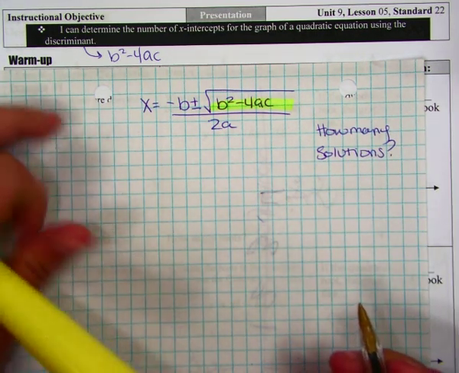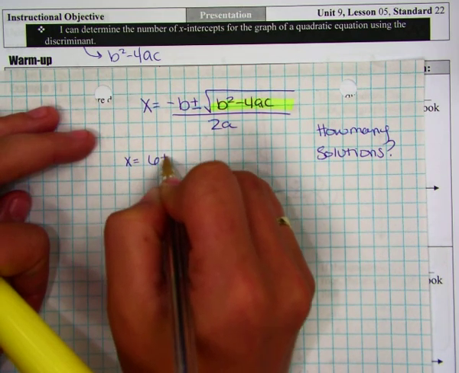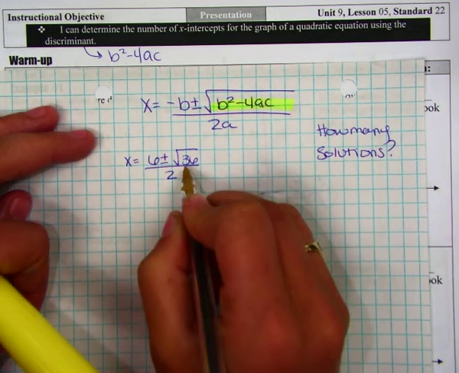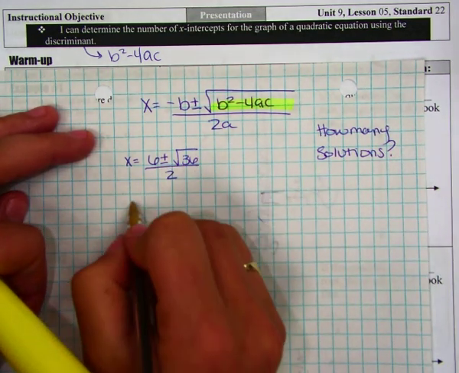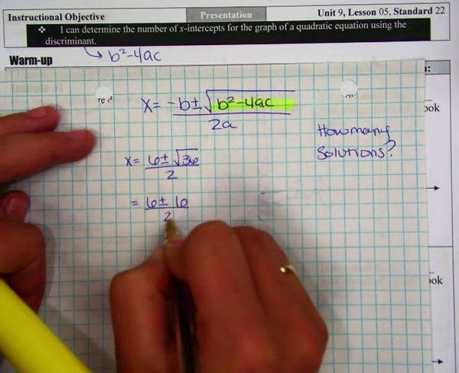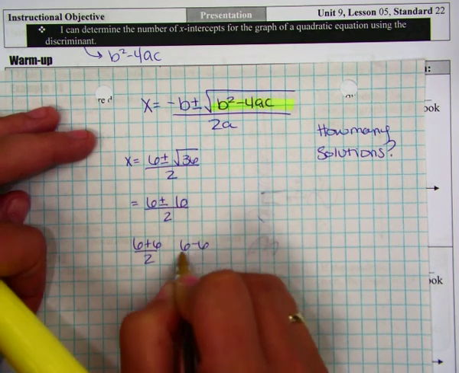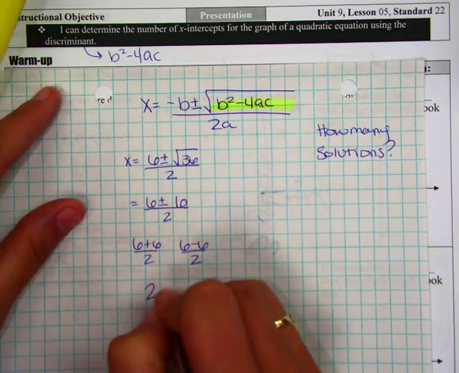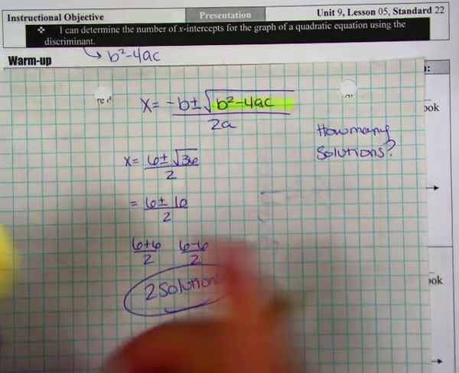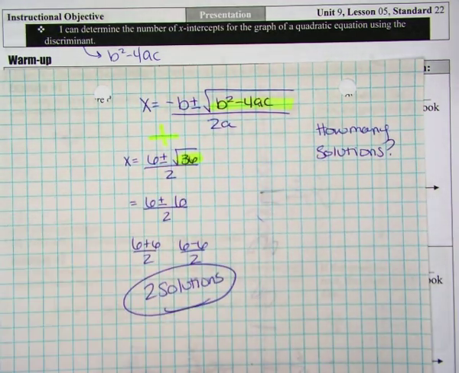So let's look at 3 quick examples before we start on the lesson. If you had x equals 6 plus or minus the square root of 36 divided by 2, this is going to give you 2 solutions because the square root of 36 is 6. So this would be 6 plus 6 divided by 2 and 6 minus 6 divided by 2. 2 solutions. The discriminant here was positive.